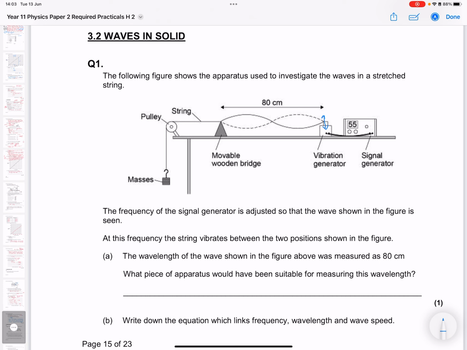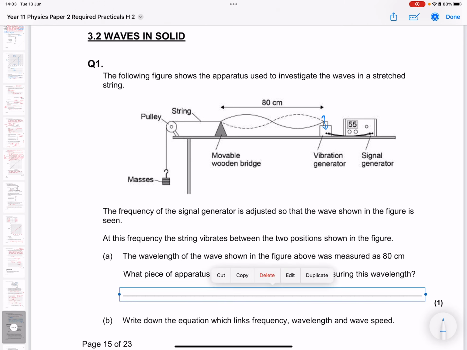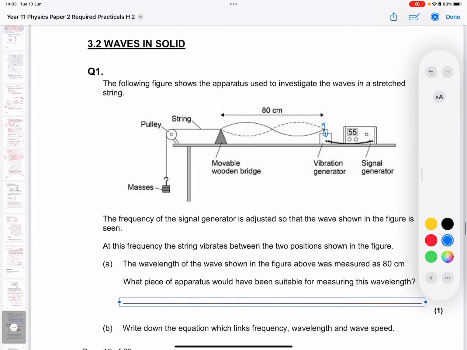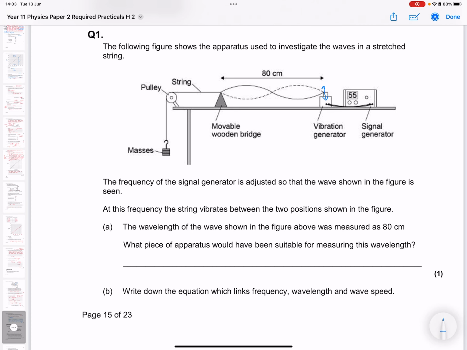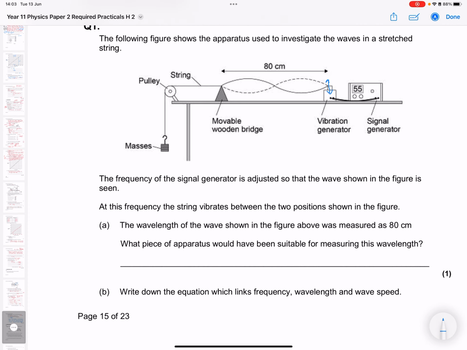and it goes through a pulley. Okay, the frequency of the signal generator is adjusted so that the wave shown in the figure is seen at this frequency. At this frequency, the string vibrates between two positions shown in figure 1. So this is called standing waves, the waves that are not moving. So it has one whole wave. So this is a half and this is the other half. So it has a whole wave.